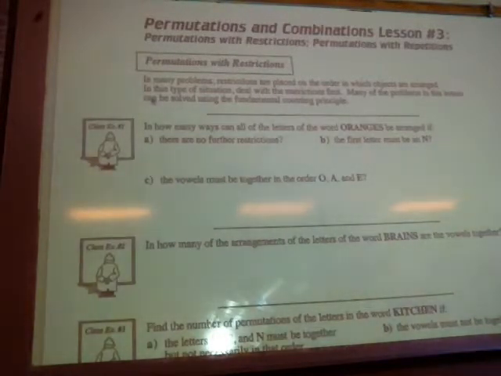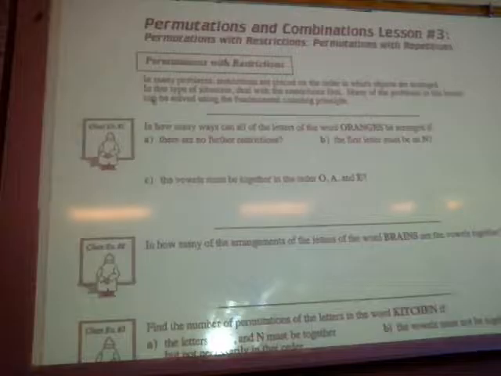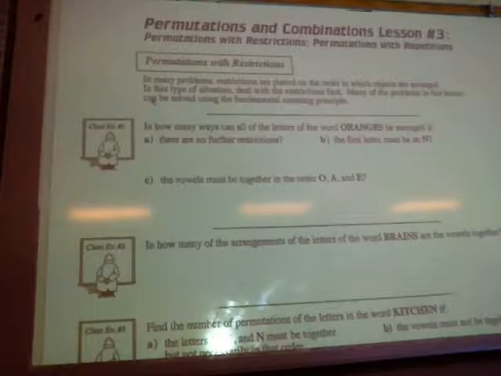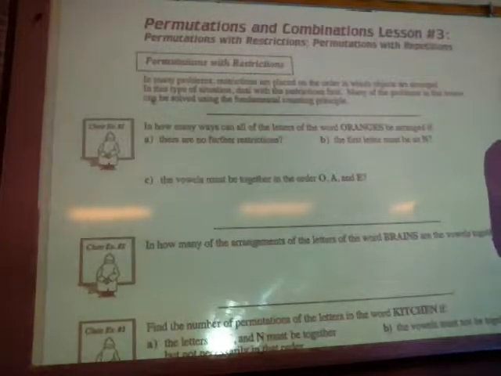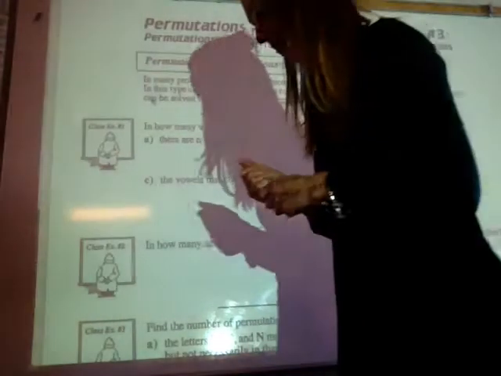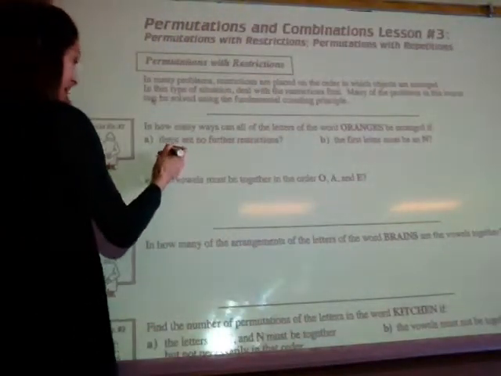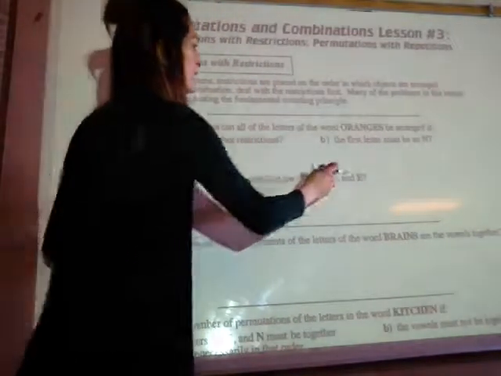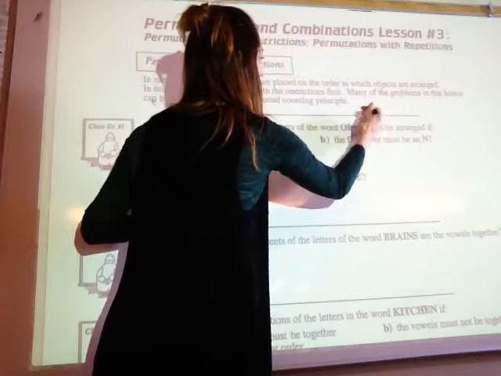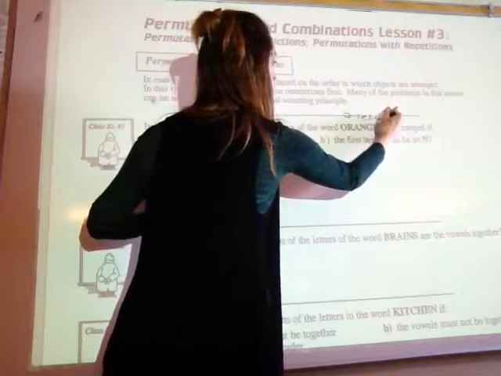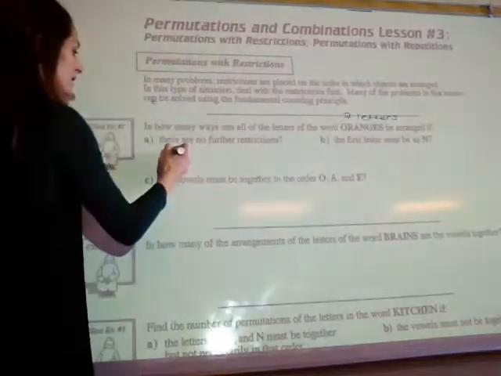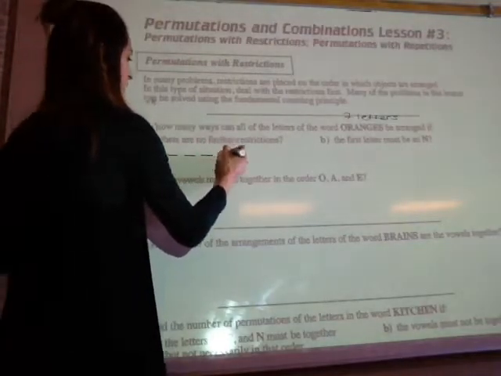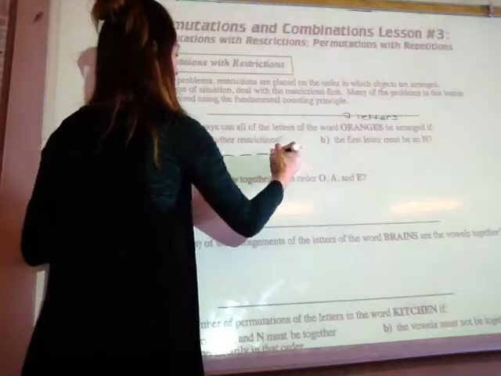So we have the word oranges. In how many ways can all of the letters of the word oranges be arranged if, first question, there's no restrictions? Let's just review the fundamental counting principle. How many letters do we have in oranges? 2, 4, 6, 7 letters. So 1, 2, 3, 4, 5, 6, 7.